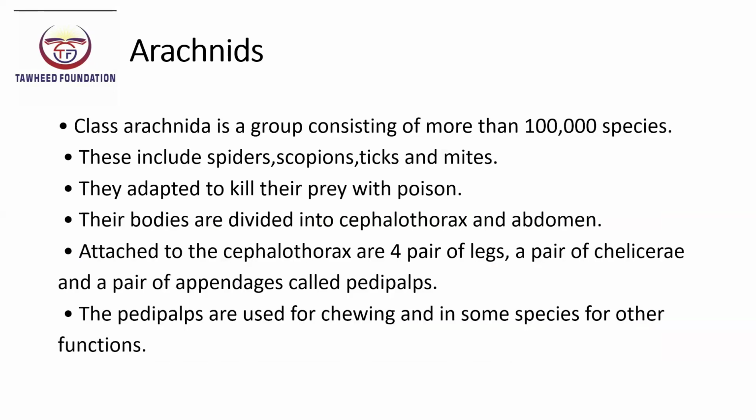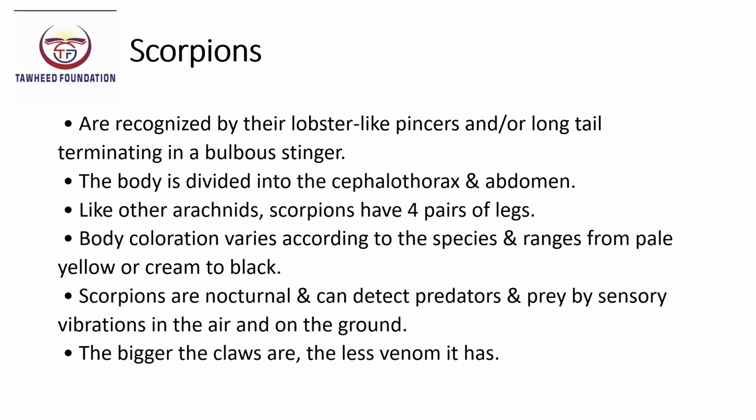So Arachnida is a group consisting of more than one species. This will include spiders, scorpions, ticks, and mites. They are adapted to kill their prey with poisons, and their bodies are divided into cephalothorax and abdomen. Attached to the cephalothorax are four pairs of legs, a pair of chelicerae, and a pair of appendages called pedipalps. These pedipalps are used for chewing and, in some species, for other functions.